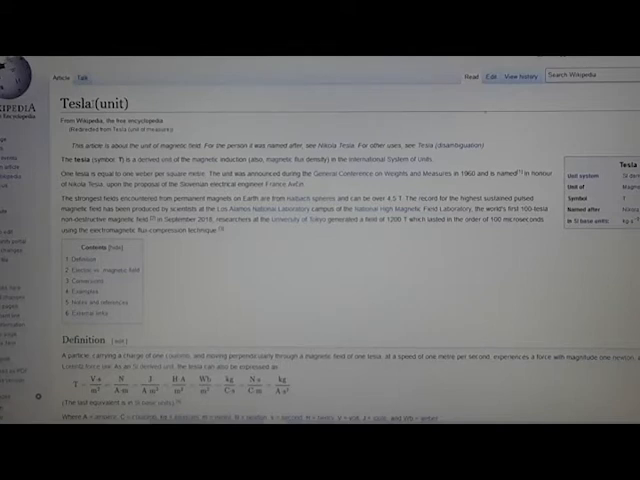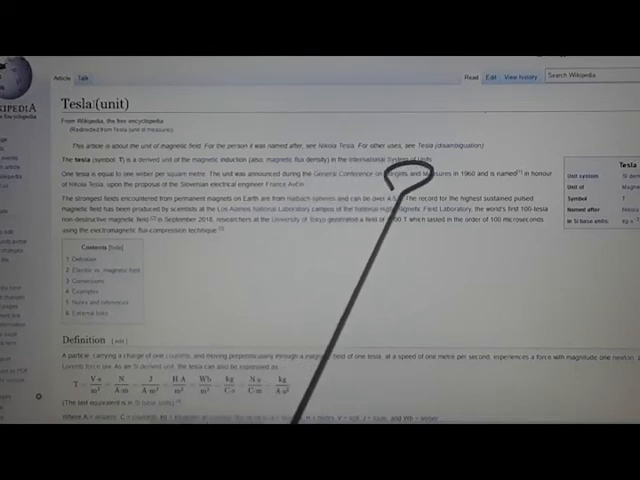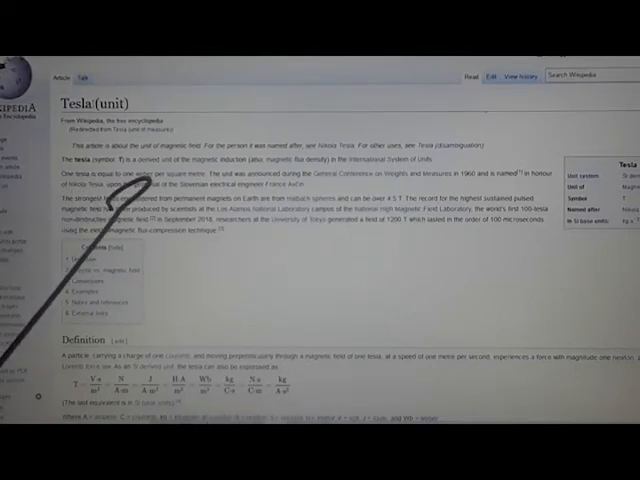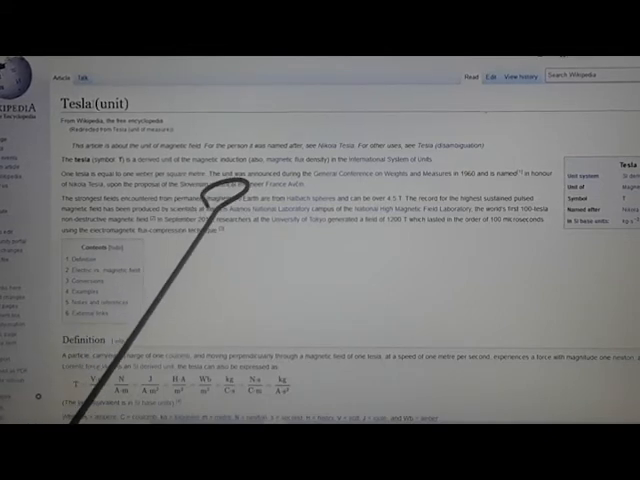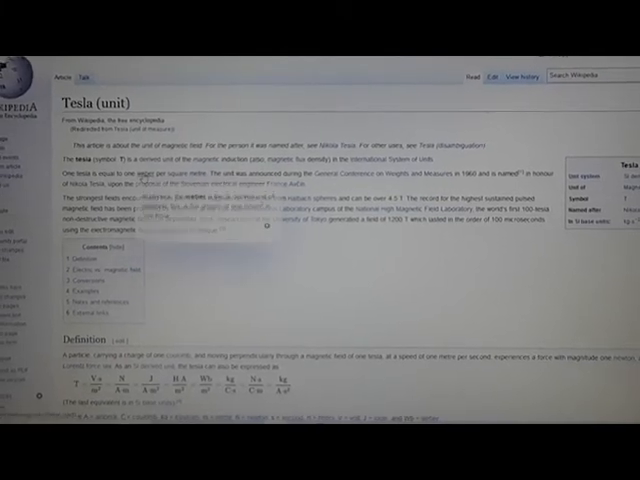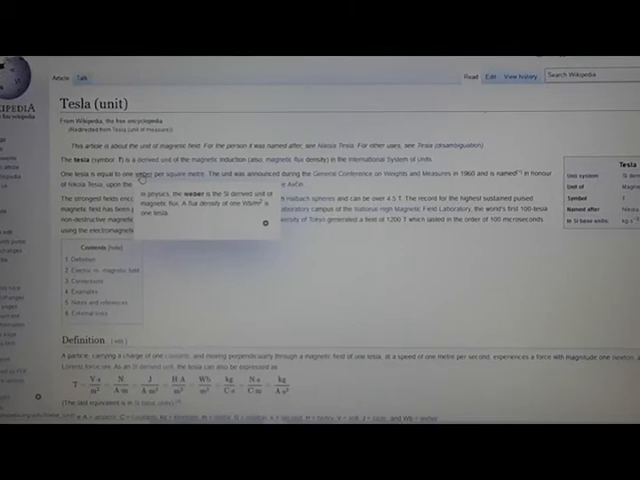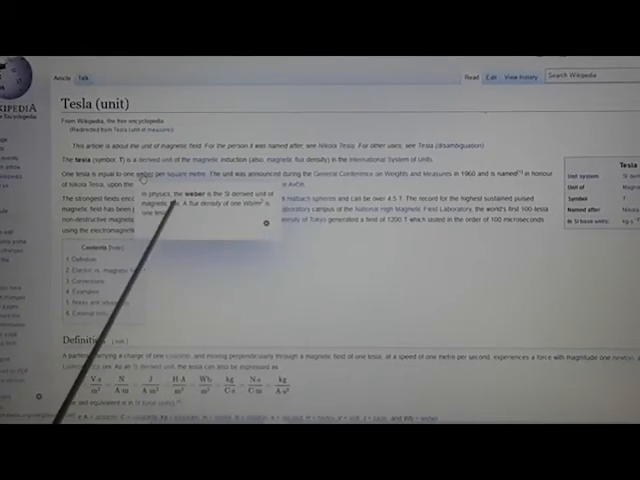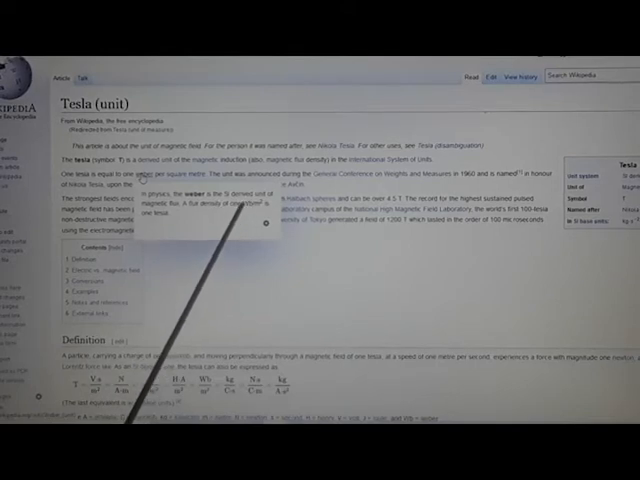All right, so it says the Tesla, symbol T, is a derived unit of the magnetic induction, also magnetic flux density, in the International System of Units. One Tesla is equal to one Weber per square meter. The unit was announced by the General Conference on Weights and Measures in 1960 and was named in honor of Nikola Tesla. They finally honored him in something, right? In physics, the Weber is an SI-derived unit of magnetic flux. A flux density of one Weber per meter squared is one Tesla.